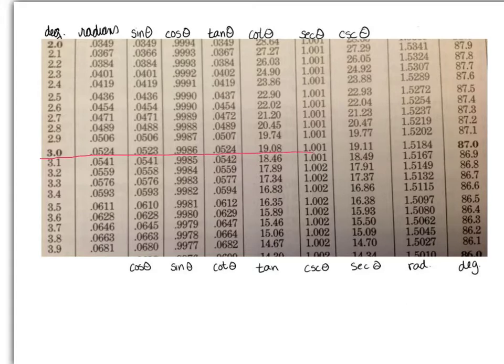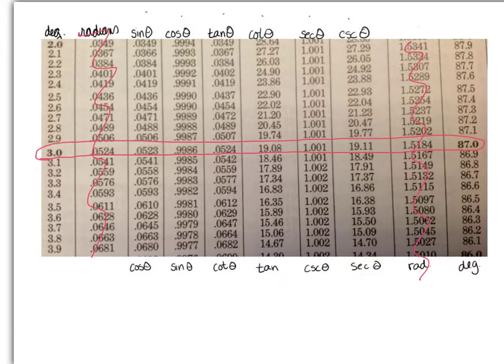We're going to look all the way across the row. So you can see the first column is degrees, the second column is radians. We're not bothering with radians right now. But then we have sine, cosine, tangent, cotangent, secant, cosecant. If you look down at the bottom, you'll see that the next column is also radians, and you see that degrees is written at the bottom.